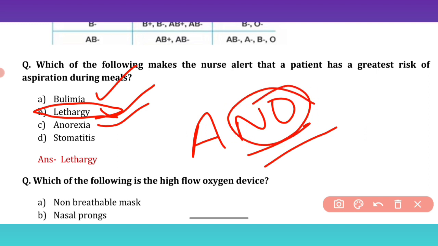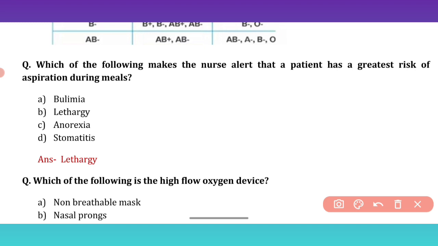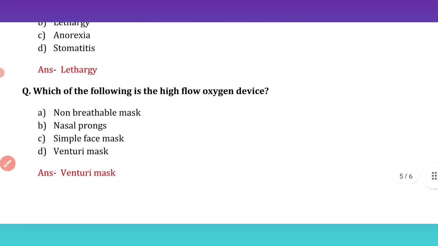This is how you're supposed to remember. Anorexia, they will not take any food. Okay, so anorexia nervosa. So here also there is no chance for what? Aspiration. And stomatitis means inflammation of the mucous membrane of the oral cavity. So here there is a chance of aspiration because of inflammation of the oral cavity. But still we need to go with the priority, right? Based upon the priority, we selected option B, that is lethargy, as the right one.